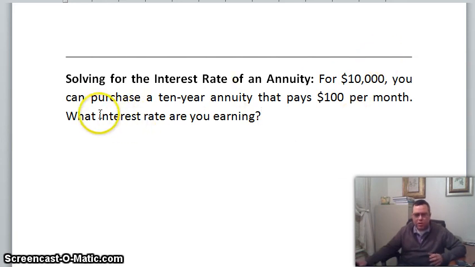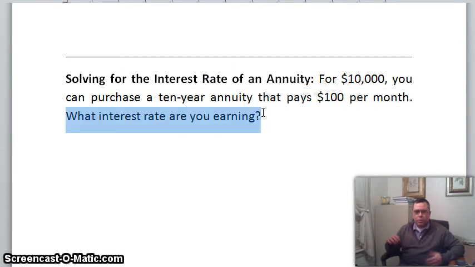What are you solving for? You're solving for I/Y, the interest rate. What interest rate are you earning? Of course, it tells you up here at the top, solving for interest rate. But what interest rate are you earning means I/Y is where your question mark goes. What are the other ones?